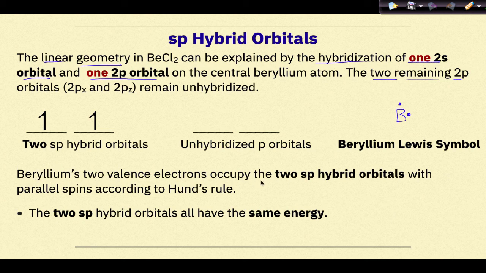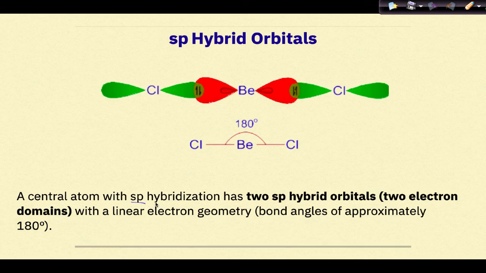Beryllium's 2 valence electrons occupy the 2 sp hybrid orbitals with parallel spins according to Hund's rule. The 2 sp hybrid orbitals all have the same energy. In other words, they're degenerate. A central atom with sp hybridization has 2 sp hybrid orbitals, 2 electron domains, with a linear electron geometry with bond angles of approximately 180 degrees. So we have 2 electron domains here, one bond and another bond. So our electron domain is equal to 2. So think of that as 2 letters. So our hybridization will be sp.